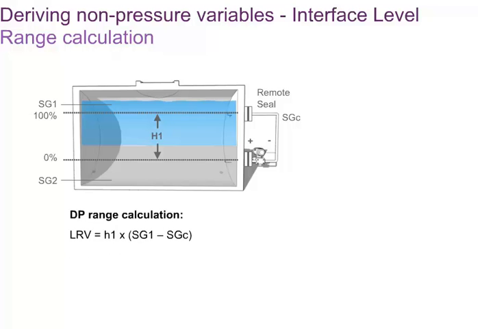Lower range value, LRV, equals height, H1, multiplied by lower specific gravity, SG1, minus specific gravity of liquid in capillary, SGC. Upper range value, URV, equals lower range value plus height H1 multiplied by higher specific gravity, SG2, minus specific gravity of liquid in capillary, SGC.